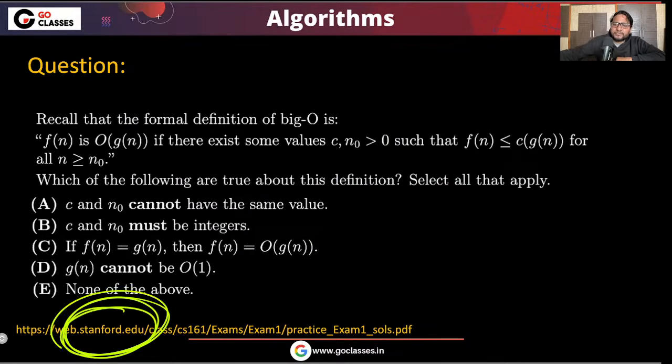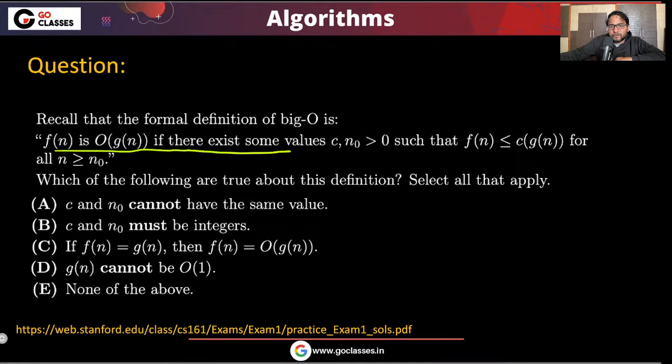Let's see this question which I have taken from Stanford. What this question is saying: recall that the formal definition of big O is this, which means f(n) is big O of g(n) if there exists a value of c and n naught such that f(n) is less than or equal to c into g(n) for n greater than or equal to n naught. Okay, so they are saying this is the formal definition, which means f(n) is less than or equal to c into g(n) if f(n) is big O of g(n), for some c and after some n naught.